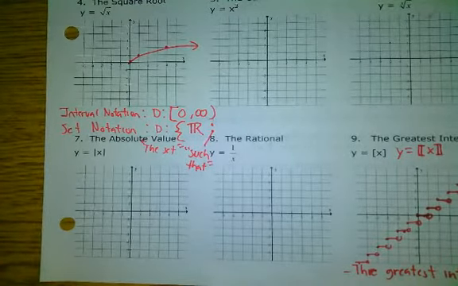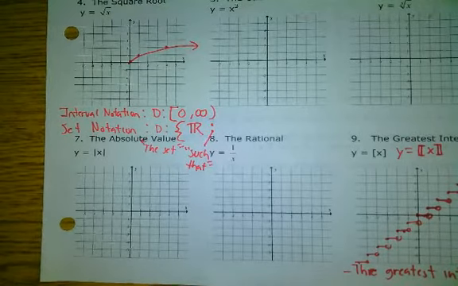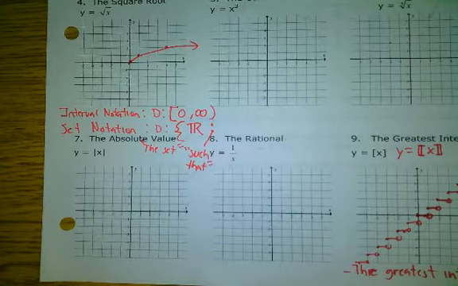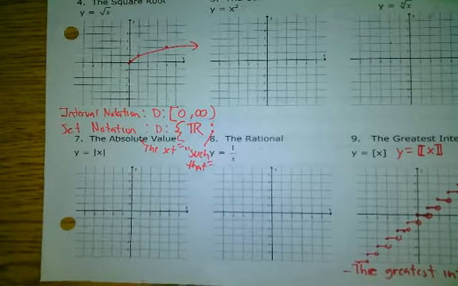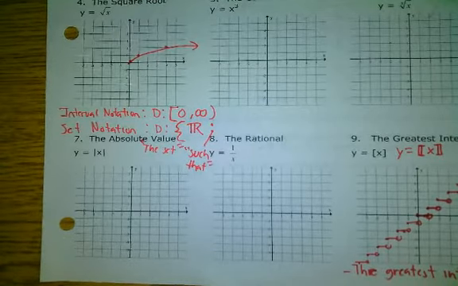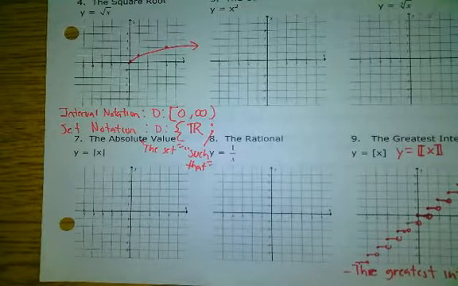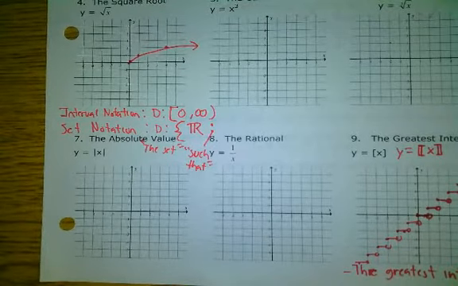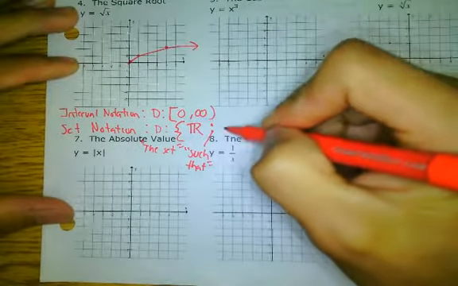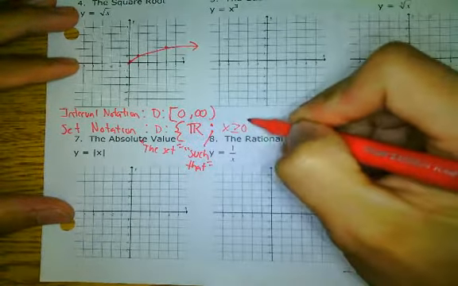0 is less than or equal to x? No. X is greater than or equal to what? X is greater than or equal to 0. Close your set. And that's it. These two things are saying the exact same thing.